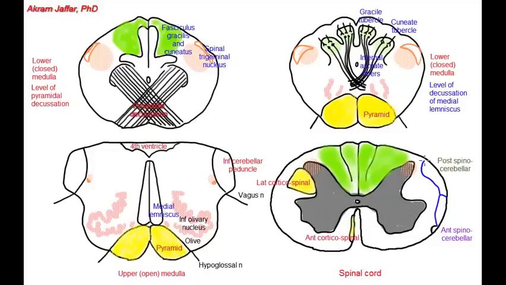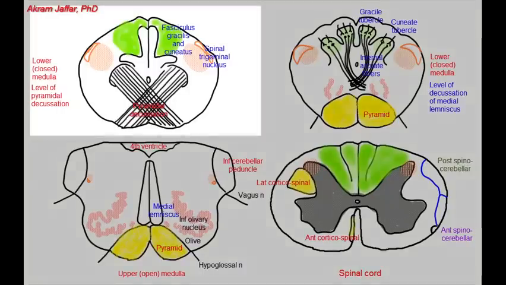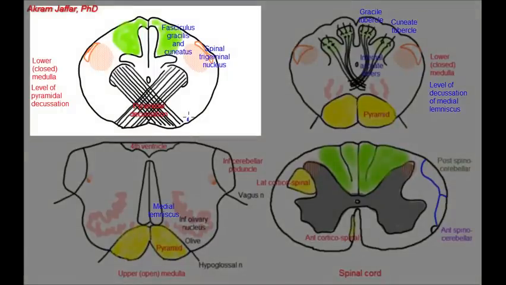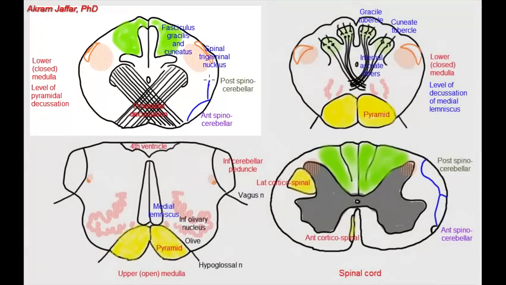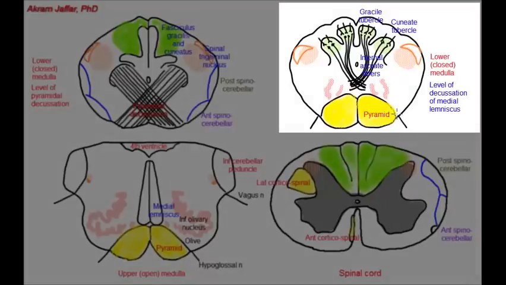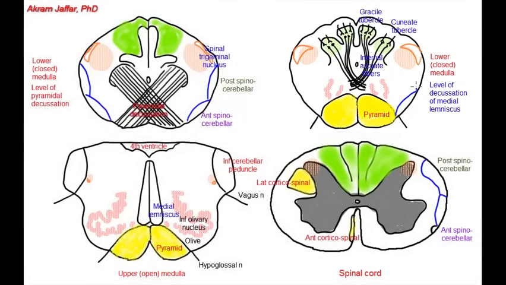They are located at the periphery of the lateral column of white matter, and here they can also be identified at the level of the decussation of the pyramids in the lower part of the medulla, and also at the level of the decussation of the medial lemniscus, which is located a little bit higher but in the lower, closed part of the medulla.